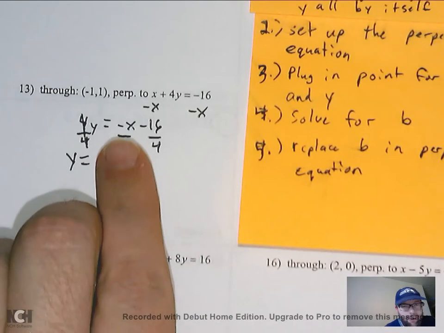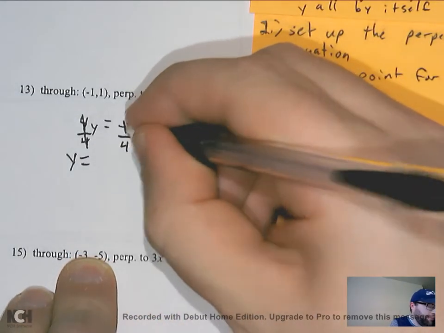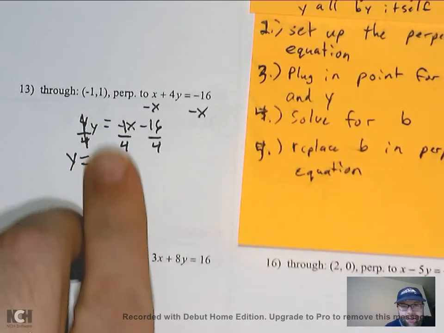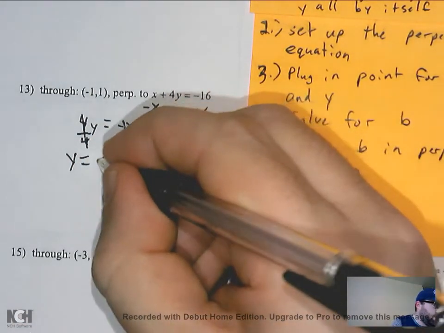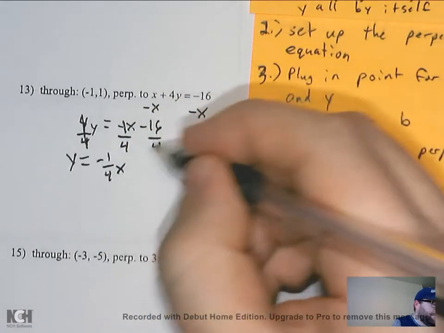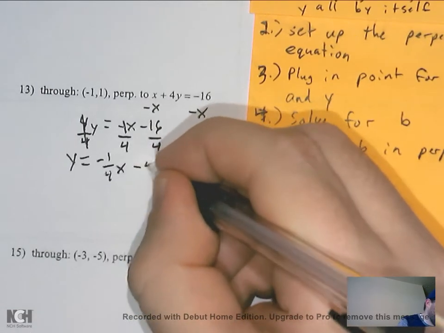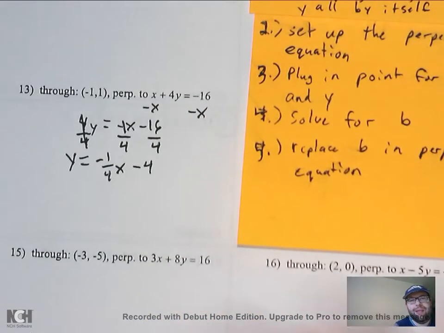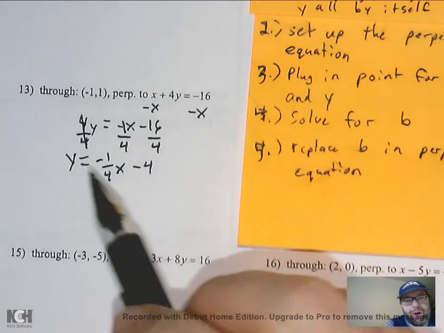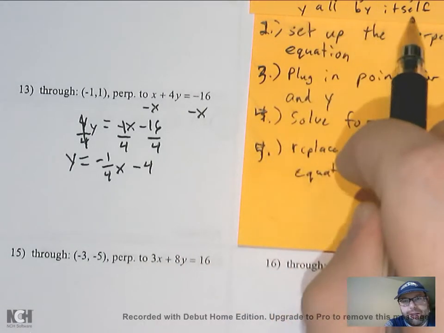So again, if the 4 wasn't there, the slope would be negative 1, right? There's an invisible 1 right there. So this fraction is negative 1 over 4. So negative 1 over 4x, and then negative 16 divided by 4 would be negative 4, not that it really matters because I'm just going to get rid of this number anyway. That puts it in slope-intercept form. That y is all by itself.